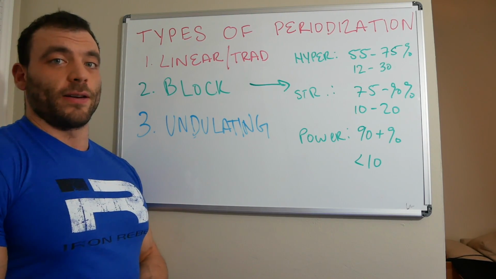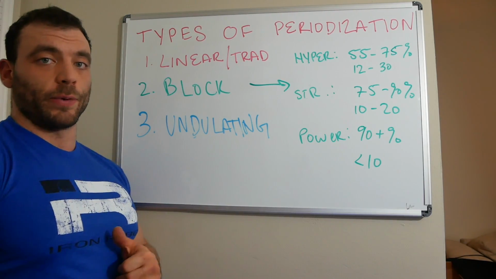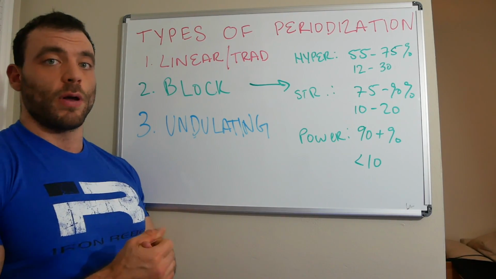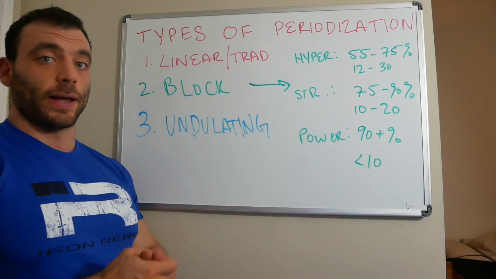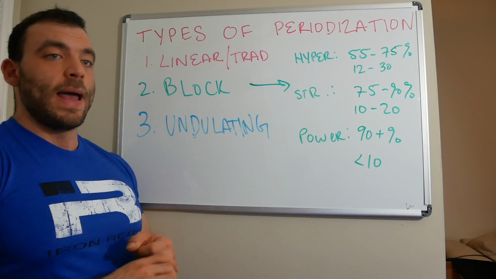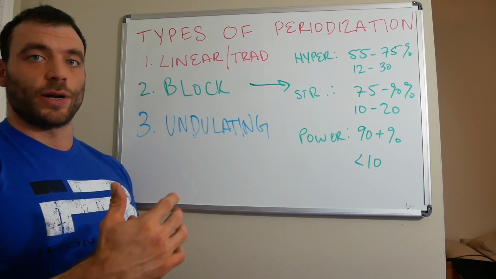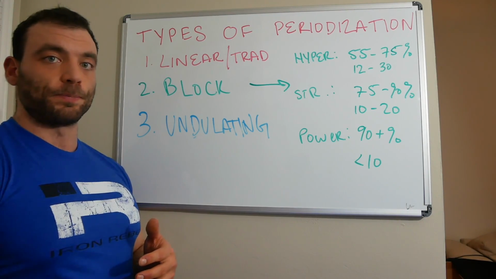Okay, we're getting close to the end. A quick recap of what we've done so far. We've covered volume and intensity and frequency, your three major programming variables. We've also covered exercise selection, right? So we have competition lifts, variations, and supplemental movements. And then we've covered our training split. We're going to talk about the last major thing, and that's our percentage breakdown, our loading parameters.